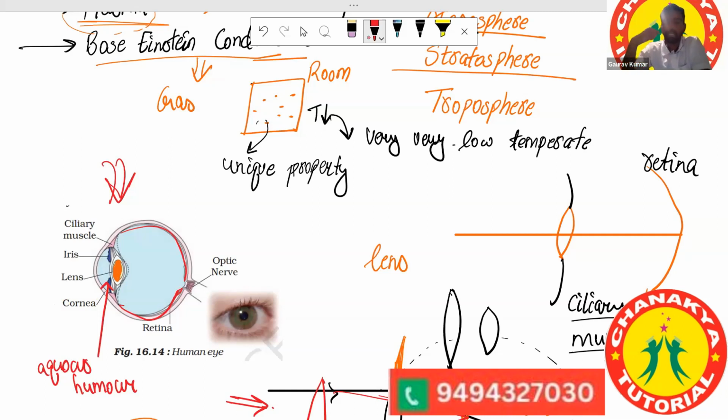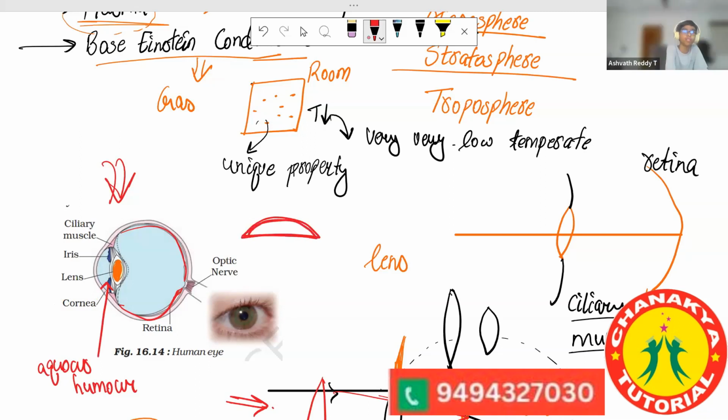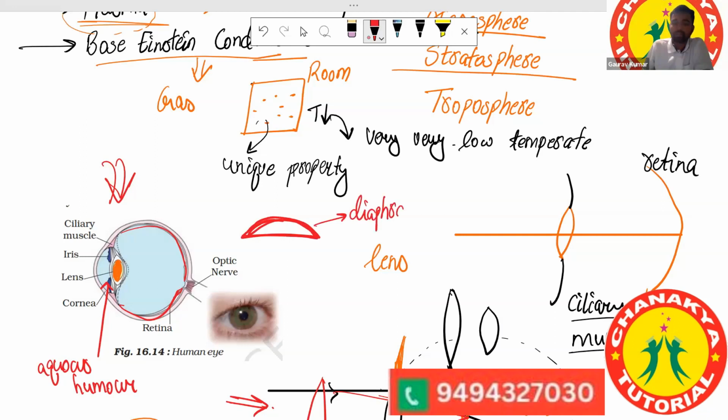After the cornea there is aqueous humor, which is filled in this part, and after this aqueous humor there is the iris. So the iris is the outer black dome shaped part. Why am I saying dome shaped? Because it is like this. Sir, can we say it is diaphragm shaped? Yes, diaphragm or dome shaped. It's a muscular diaphragm that adjusts the size of the pupil, right, sir? Yes.